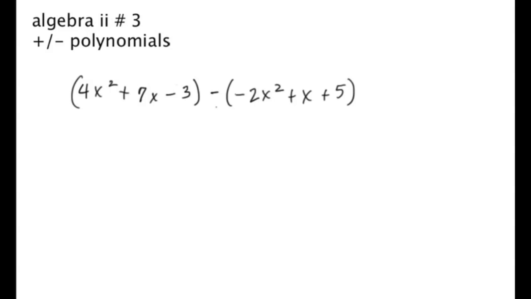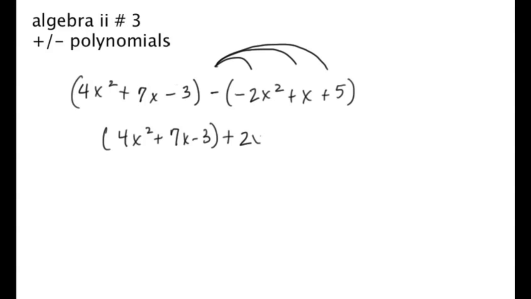Now the negative here has to be distributed throughout the entire trinomial, to every single term. So we'll just rewrite 4x squared plus 7x minus 3 here. And for the second one, we distribute it, so we flip all the signs. Negative minus minus is a positive, so it's plus 2x squared minus x minus 5. And you could drop the parentheses here; I just left them.